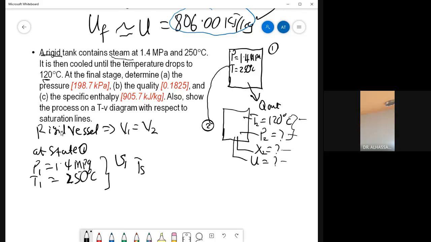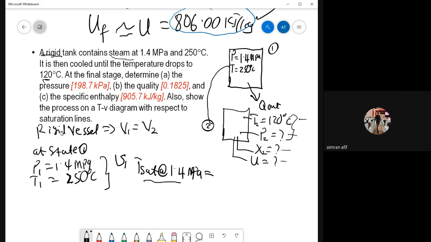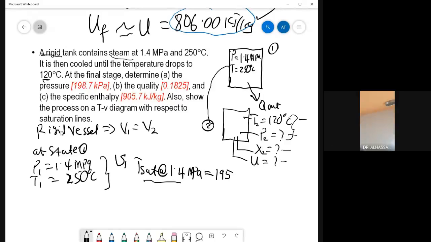So T saturation at 1.4 megapascal equals, so that gives me how much? What is T saturation at 1.4 MPa? What will be the result? Five point zero four. Okay, thank you very much. And so this is in degrees Celsius.